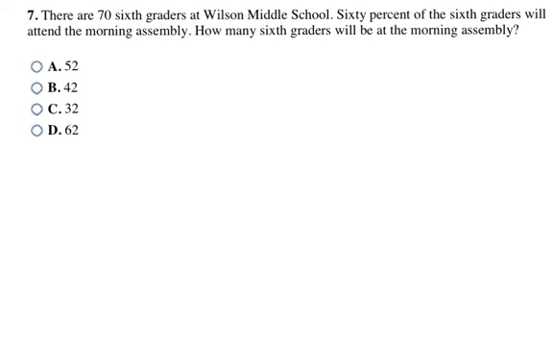The next question says there are 70 6th graders at Wilson Middle School. 60% of the 6th graders will attend the morning assembly. How many 6th graders will be at the morning assembly? So here I have 60% of 6th graders. Of means multiplication. So that means I'm going to take 60% times the number of 6th graders, which is 70. So when we're multiplying by percents, though, we have to convert that percent into a decimal.